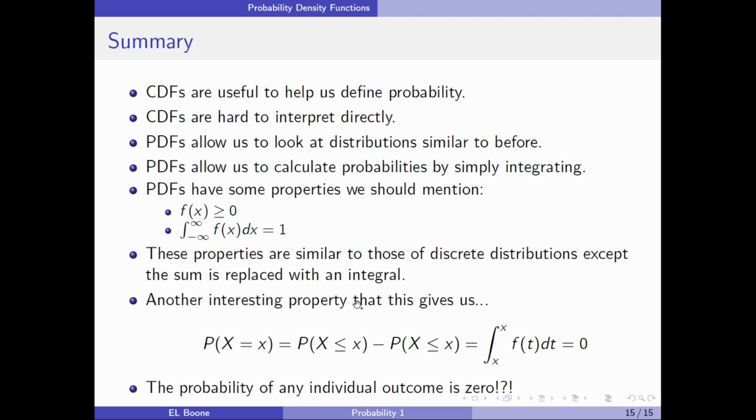Another interesting property is, what if I wanted to know the probability that X equals exactly a little x? Well, if I apply the definition here, then I get an integral from x to x, which is 0. This isn't the official proof, but it gives you some idea here. The probability of any individual outcome is 0. So you can't talk about the probability of an outcome like you did before.